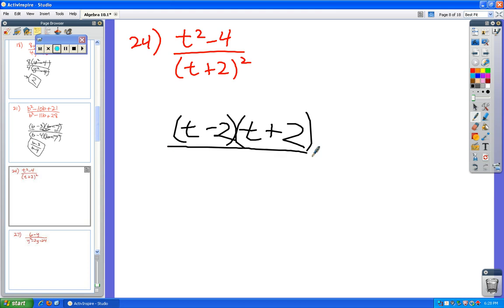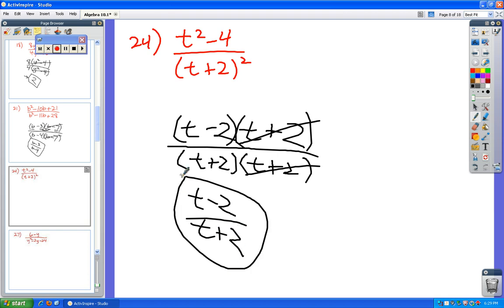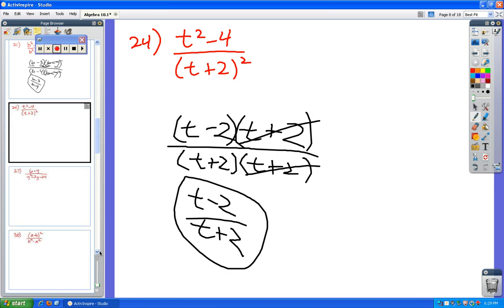On the bottom, the exponent tells us to write the base twice. So we're going to write t plus 2 and t plus 2. Okay, it's totally factored. Now we start canceling factors. We can't cancel the t's. It's just t minus 2 over t plus 2. Okay. I'm going to switch.